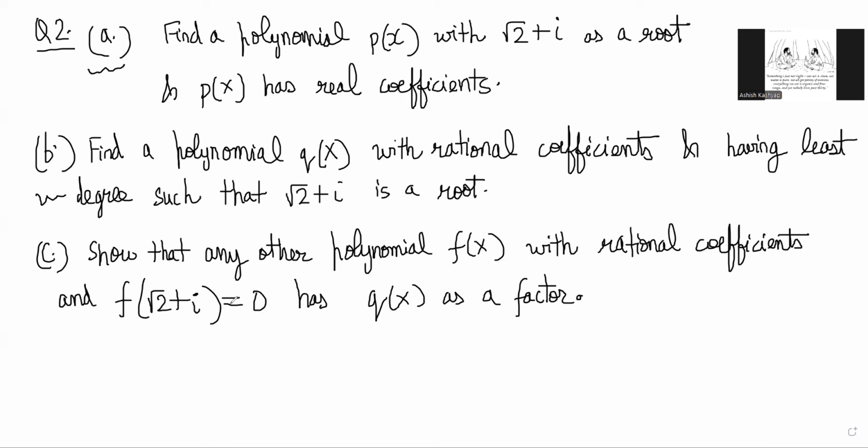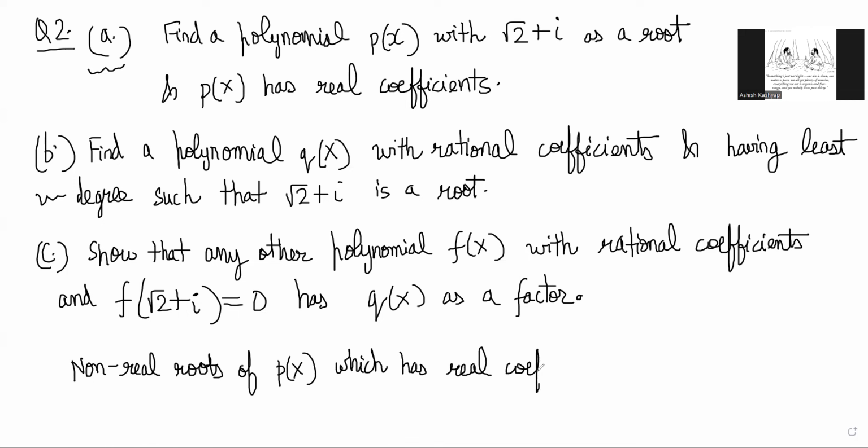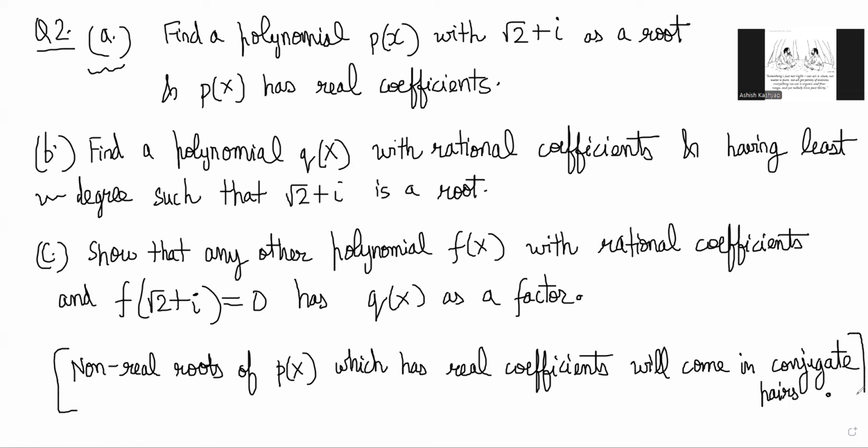The main idea in the problem is that non-real roots of any polynomial P of x which has real coefficients will come in conjugate pairs. Does everyone understand this logic? What is the reason? Tell me.